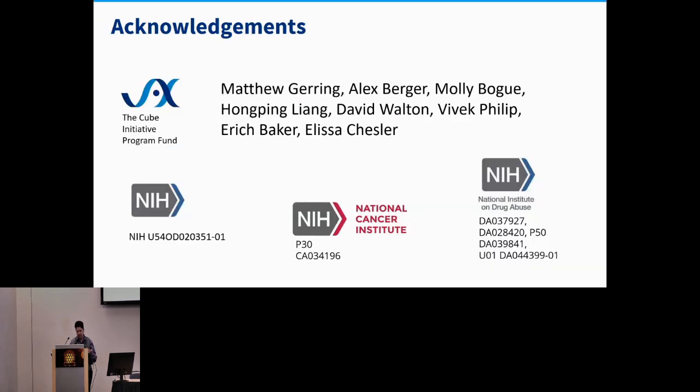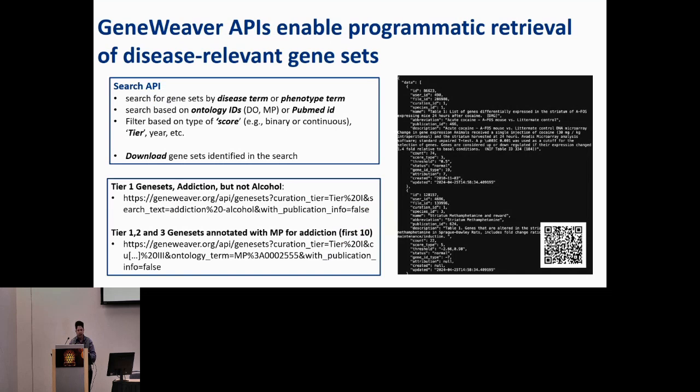You can get it at this QR code. And it allows us to search for a disease term or phenotype term. It uses natural language processing. You can also do a match based on ontology IDs, so whether that's disease ontology, human phenotype ontology, mammalian phenotype ontology, etc. You can also match on PubMed IDs.